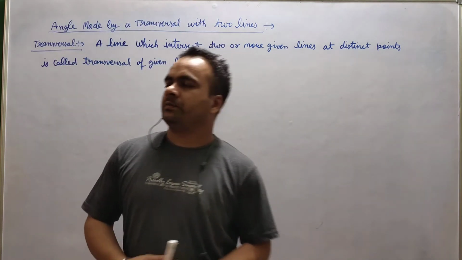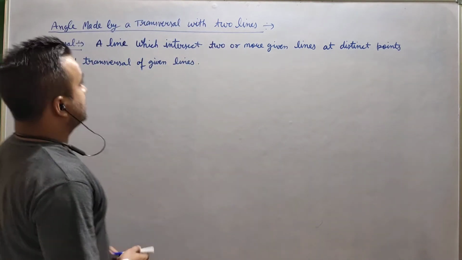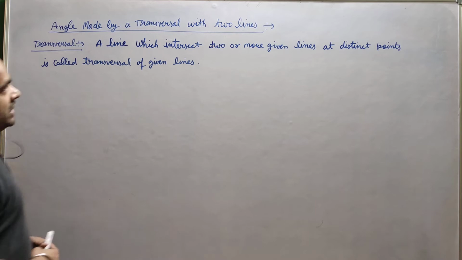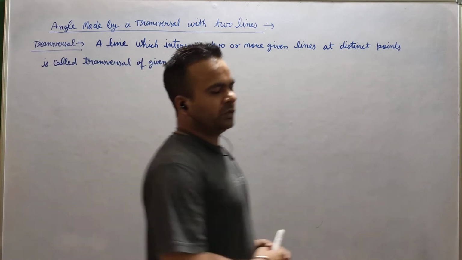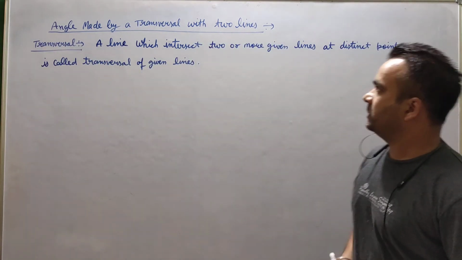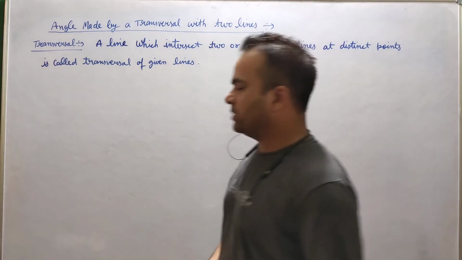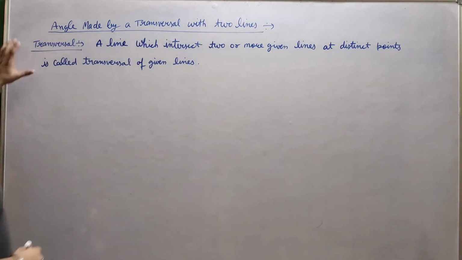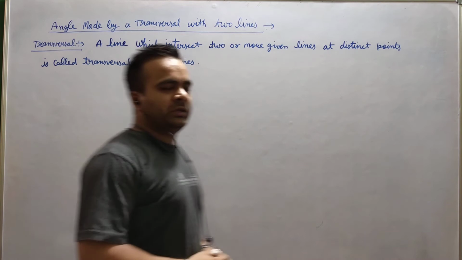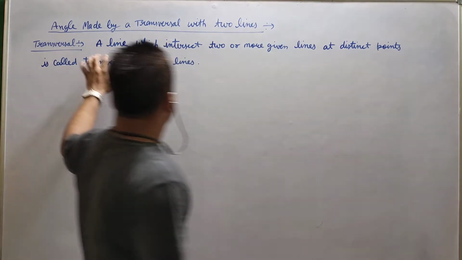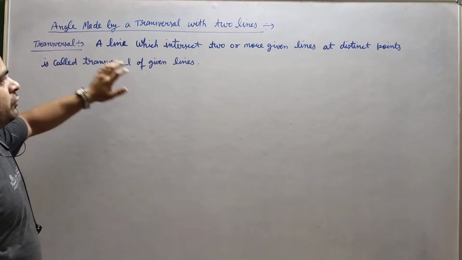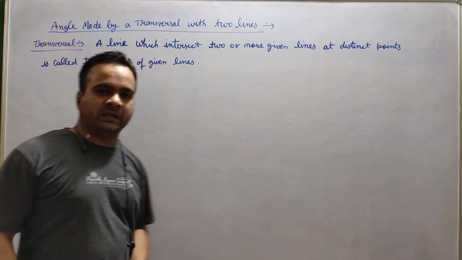Hello students, today we are going to discuss angles made by a transversal with two or more lines, right? We can write it as two or more lines also. So what do we mean by transversal? We will first try to understand. If you see this particular definition I have written here: a line which intersects two or more given lines.